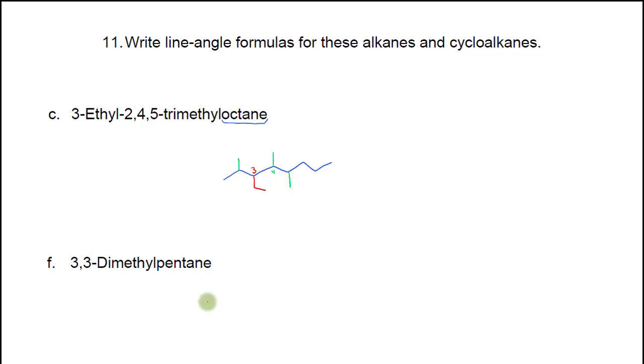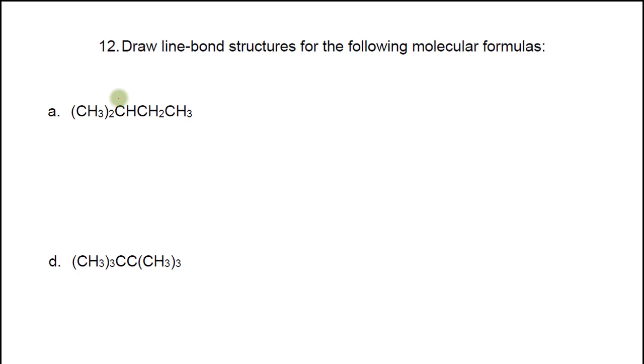Pentane. I have 5 carbons, and at 3 I have 2 methyl groups. Right here I have 1, 2, 3 carbons. There's a CH2, a CH3 where the 3 is. At the 1 I have 2 CH3 groups, so that's what that one looks like. And on this one I have C and C. On the first carbon I have 3 CH3 groups. The second carbon has 3 CH3 groups as well.